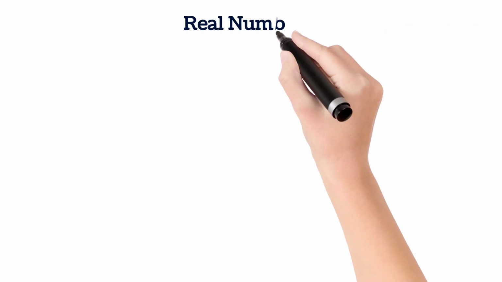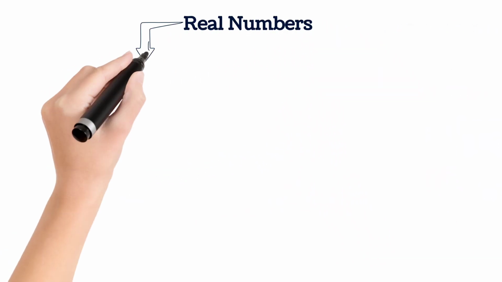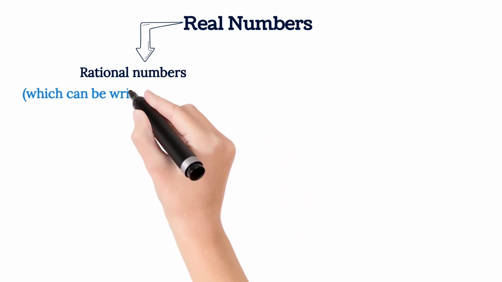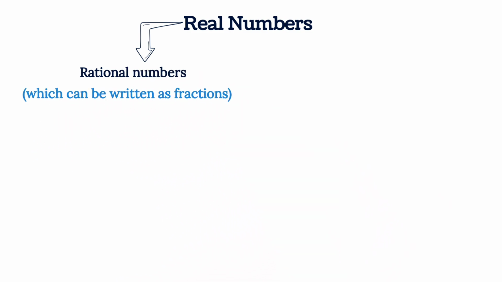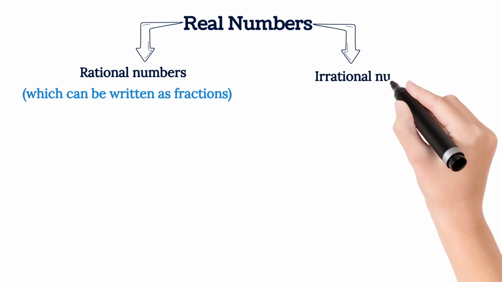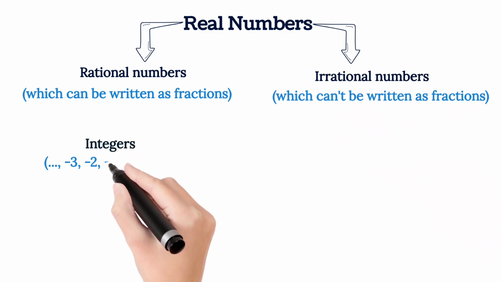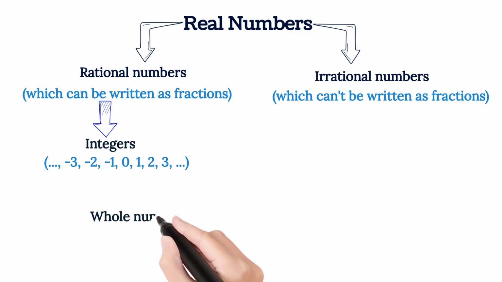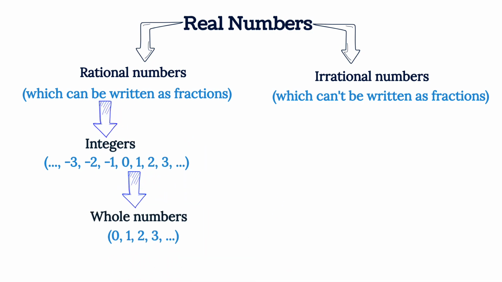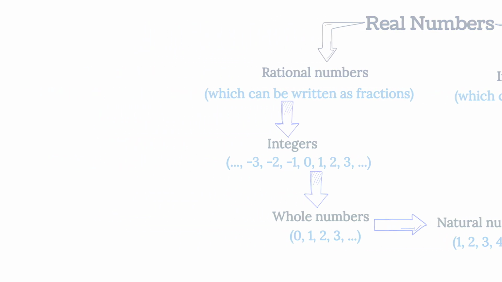The real number set is divided into two big groups: rational numbers, which can be written as fractions, and irrational numbers, which cannot be written as fractions. Integers are a subset of rational numbers. Whole numbers are a subset of integers. Natural numbers are a subset of whole numbers. So, each box is a subset of the one above.